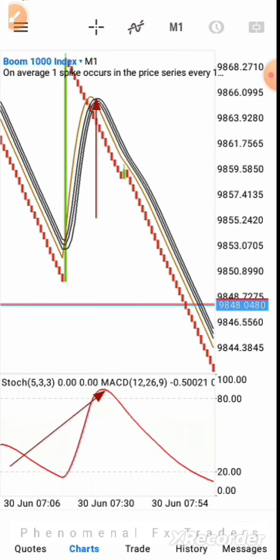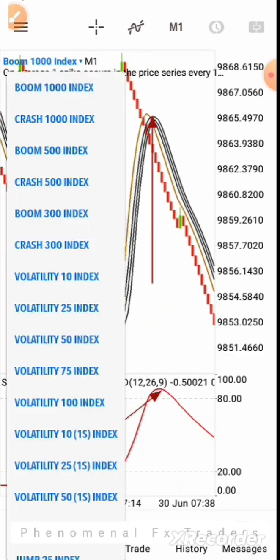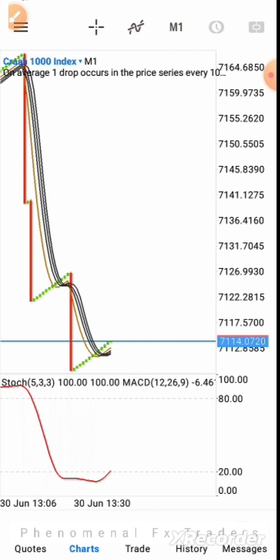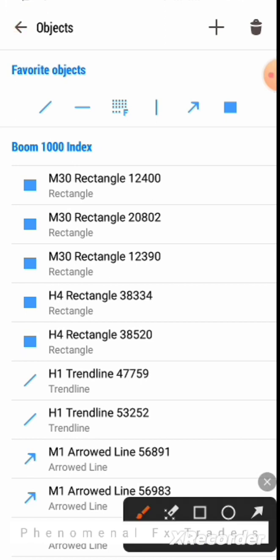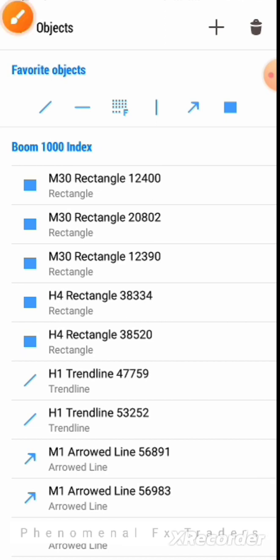Now I mentioned that there was a reason why this happened here on Crash 1000, and let me show you guys something. Hold on please.